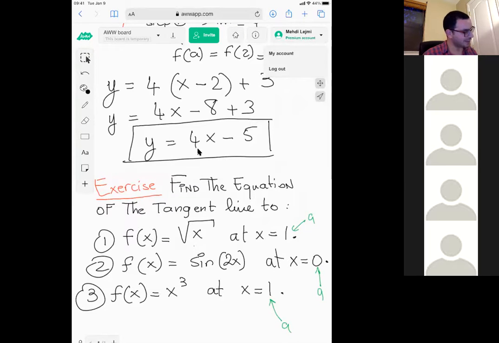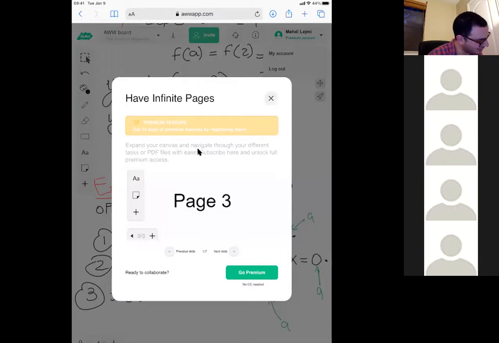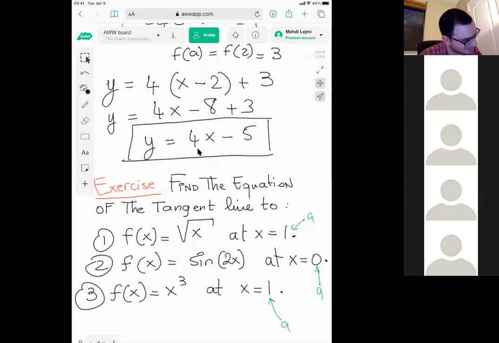That's really weird. It says if I want to move to the next page, I need to get a premium account, but I do have one already. That's my premium account. I don't know.